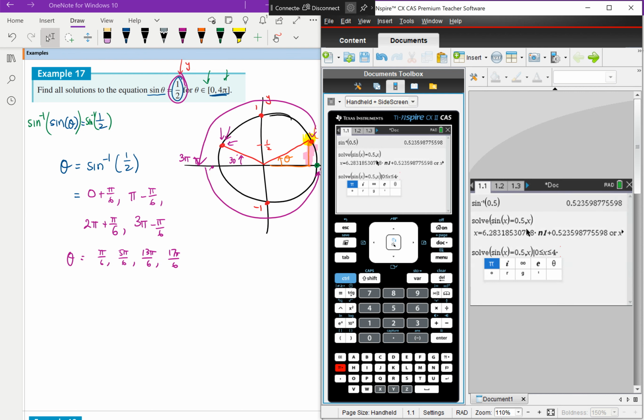Now I'll do exactly the same line as I had up here. The difference is I'm now telling it, given you've got this domain, the calculator will know that I'm only going to solve between 0 to 4 pi instead of an infinite domain. Because of that, you only have a limited amount of solving to do. So when I press enter, I get the same answers that I got manually. Manually I had pi over 6, 5 pi over 6, 13 pi over 6, and 17 pi over 6. And notice it's in order.